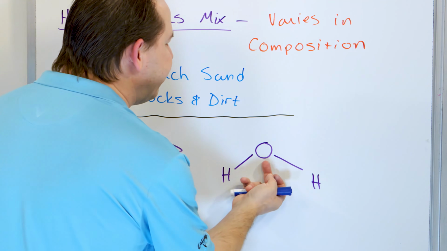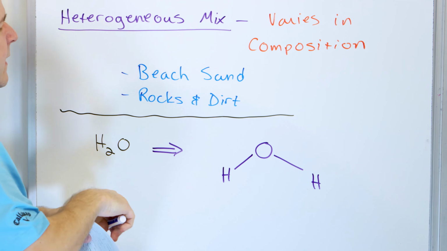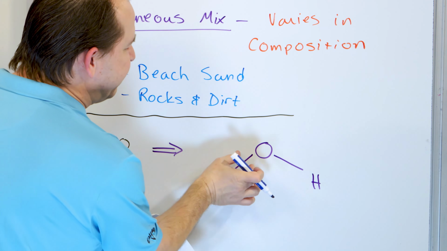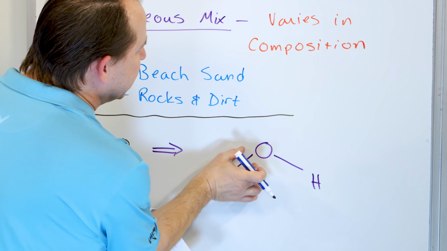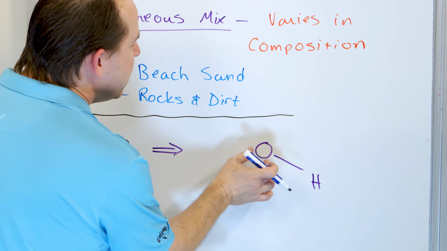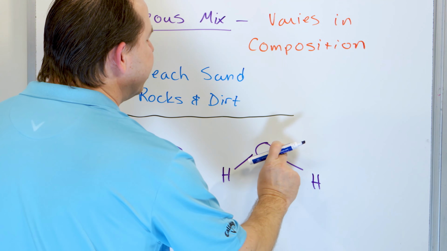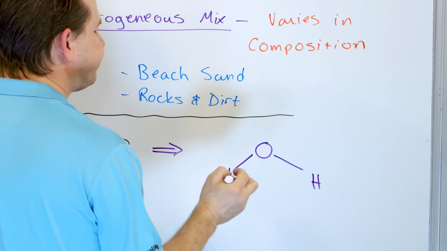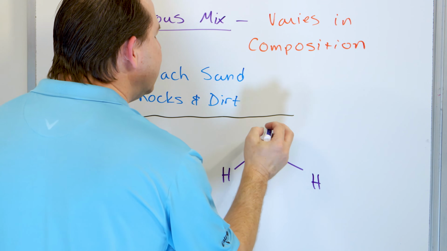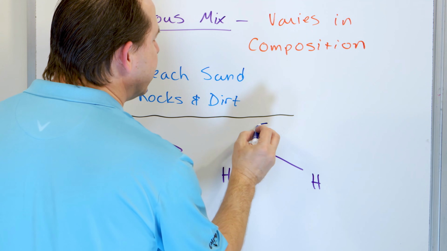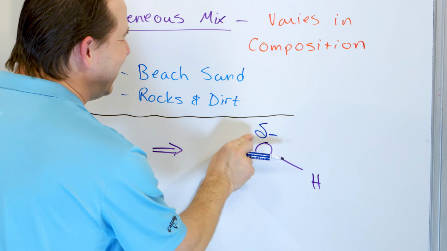But since oxygen is so much stronger at pulling the electrons, the shared electrons are not in the middle. They're pulled a little bit closer to the oxygen. Because of that, the oxygen has a slight negative charge. And this little symbol is a Greek letter delta.